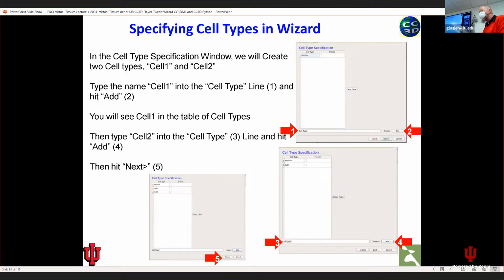So we're going to have to explicitly list the kinds of cells that we are going to have in the simulation. And in this simulation, we are going to create 2 kinds of cells. So what I need you to do is go into this dialog box called cell type. Type the name of the cell, could be cell 1, my cell, something like that. Again, no spaces, no special characters, something simple. And then hit the add button.